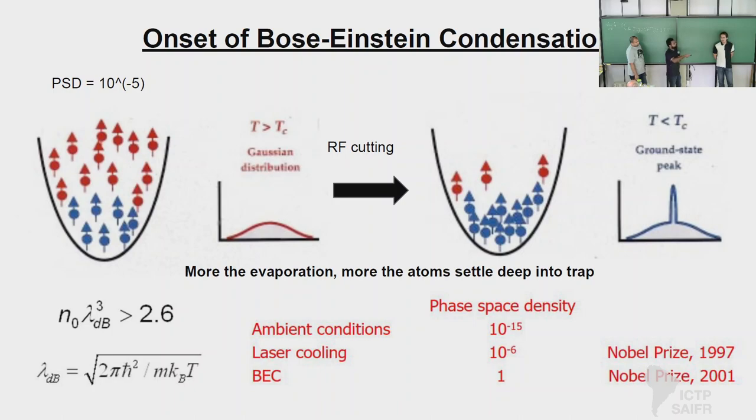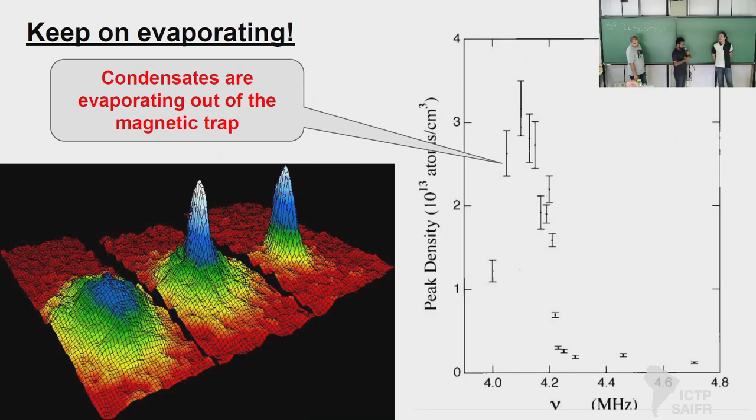Okay, just 2 minutes. So here, this is the distribution of the atoms when you have Doppler cooling. If you keep on doing the evaporation, you will end up with this spike.